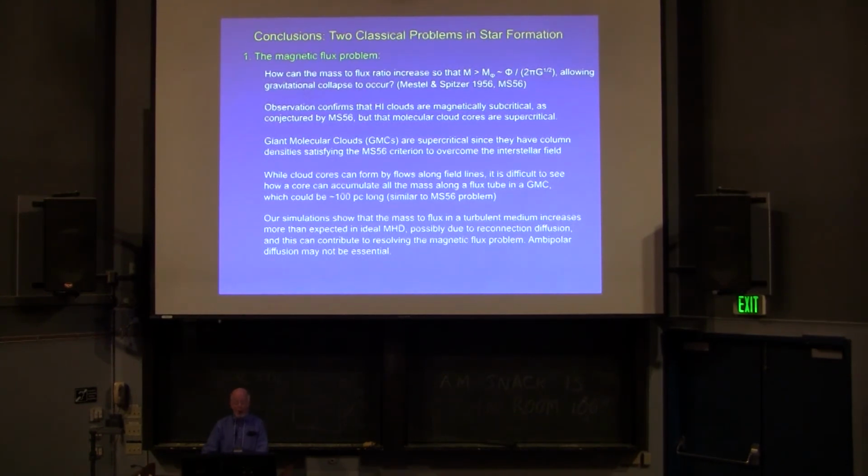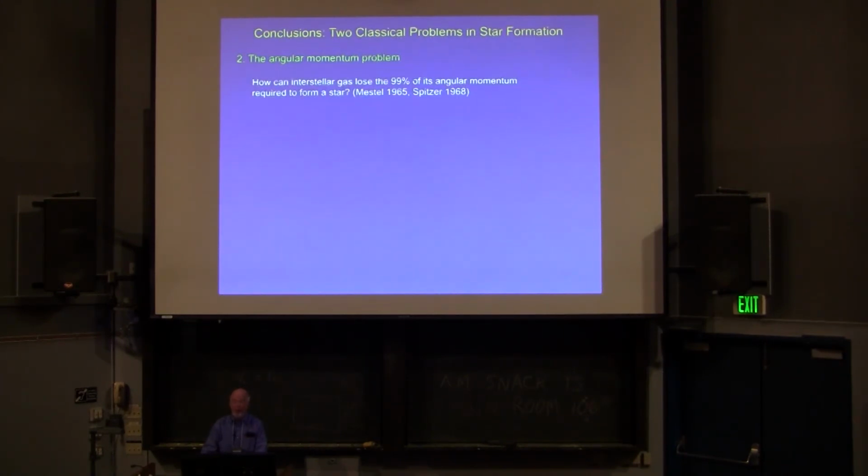Our simulations show that the mass to flux in a turbulent medium increases more than expected in ideal MHD. So this is possibly due to reconnection diffusion. We've not confirmed that, and it may contribute to solving the magnetic flux problem. If this is true, then ambipolar diffusion may not be essential. Again, I want to emphasize that we've been doing observation by computer, and so far the simulations are in very good agreement with magnetic fields observed along the line of sight. But we're able, of course, to study the full three-dimensional field.